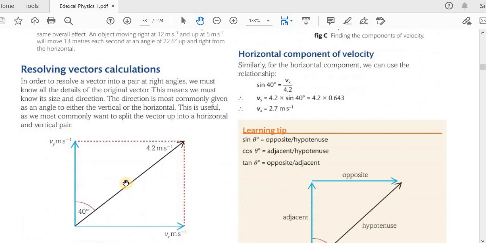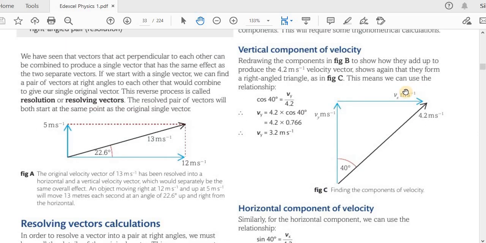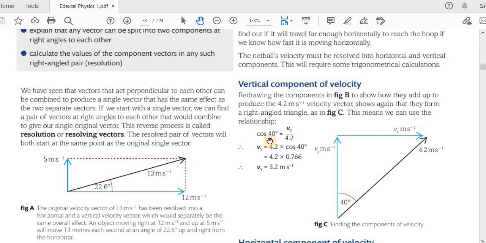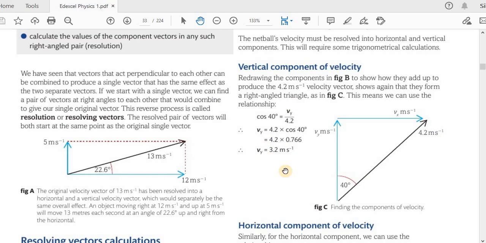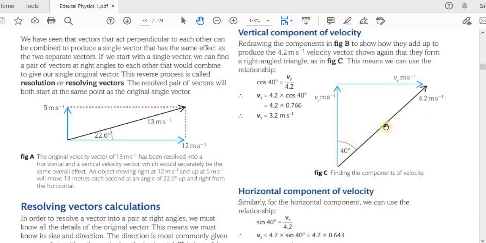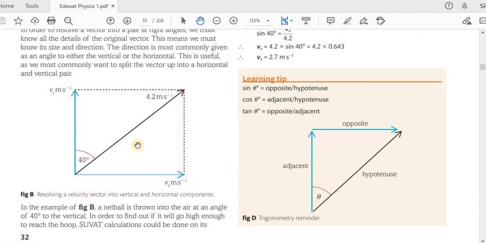Same diagram. And over here you can see they are showing you that cosine is adjacent over hypotenuse, Vy over 4.2. Then Vy equals this. So that's why when you are very familiar with it, you can simply say this side is 4.2 cosine 40. So if it sweeps the angle to go to this side, if it covers or sweeps the angle, we use cosine. If it's the other side, that is the perpendicular side to that, then we use sine.